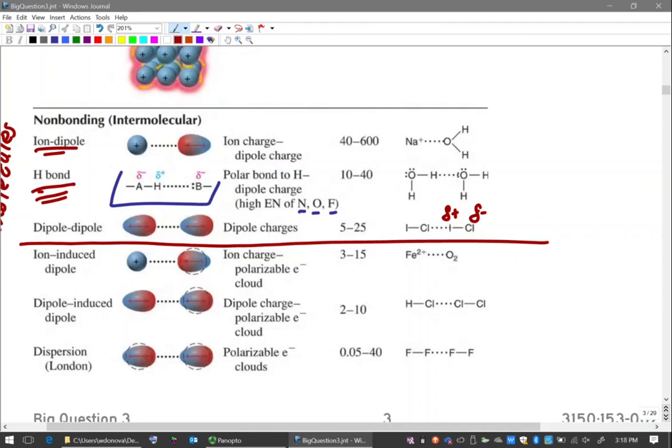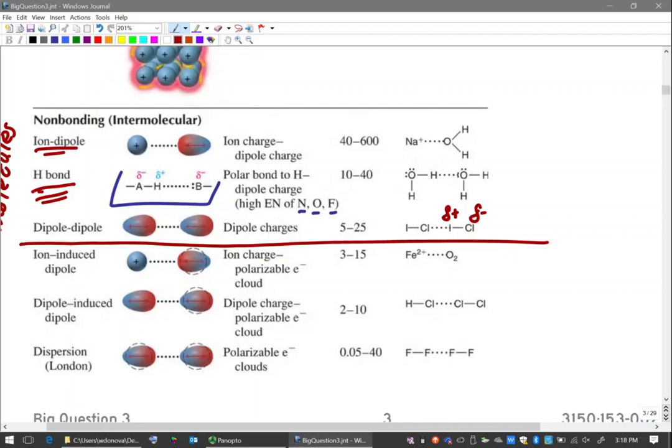The reason it's N, O, or F that's involved is that a bond between N, O, or F and hydrogen is very polar, right? Recall electronegativity and polarity of a bond because of the difference in electronegativity. Nitrogen, oxygen, fluorine, when they bond to hydrogen with a covalent bond, the bond is very polar.